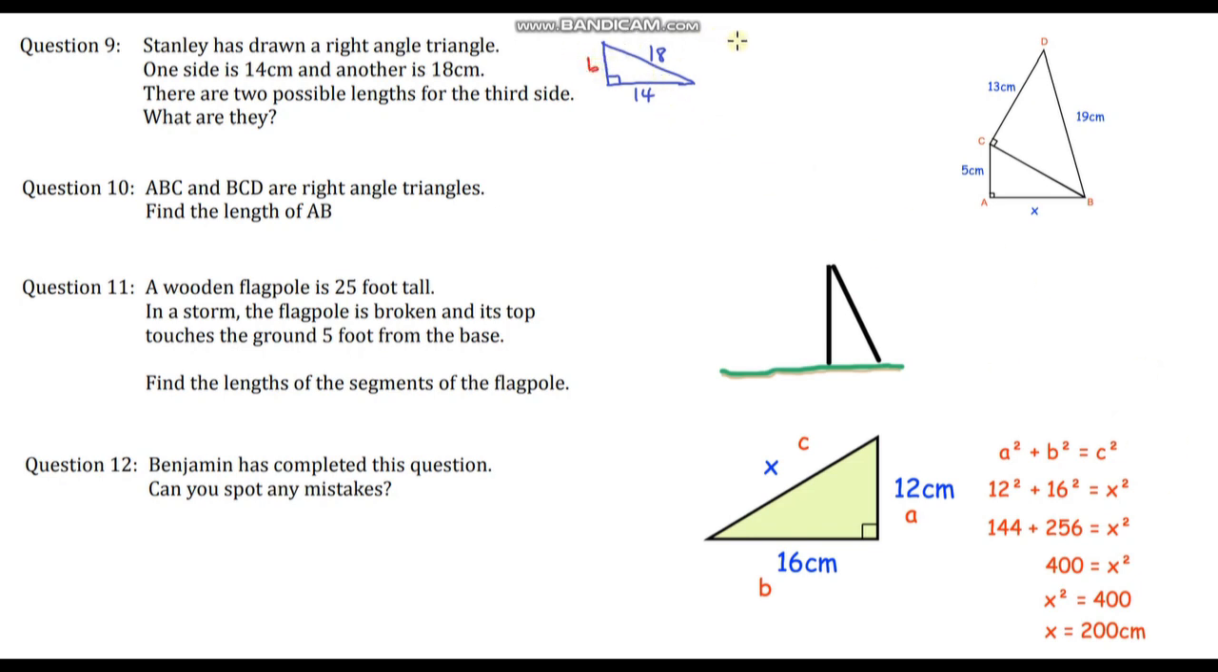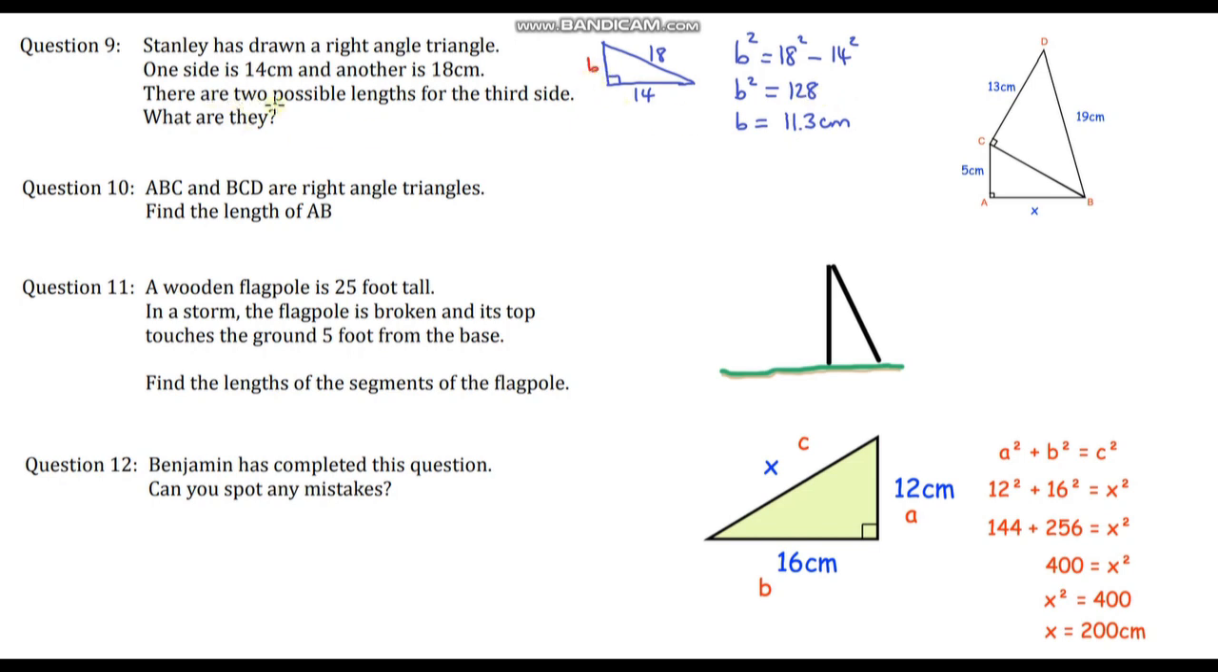So b squared, if we use Pythagoras Theorem, b squared is going to be equal to 18 squared minus 14 squared. So I'm just going to put all of this into the calculator actually. So 18 squared minus 14 squared, just because we've got enough practice now. So that gives me 128. So therefore B is the square root of 128. And that gives me 11.3 centimetres. So that's one possible option for our third side.